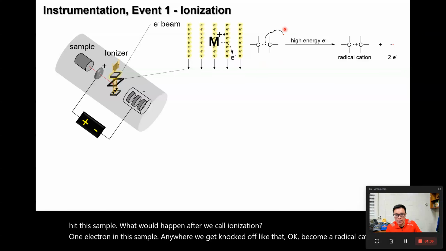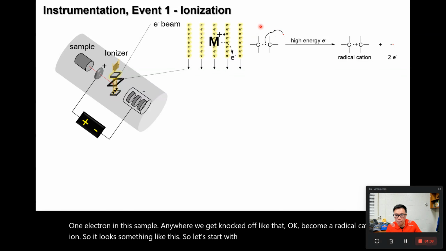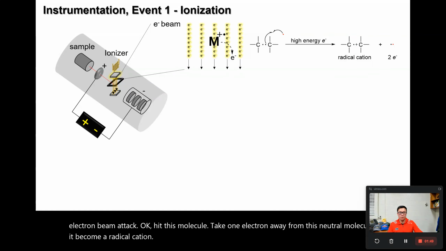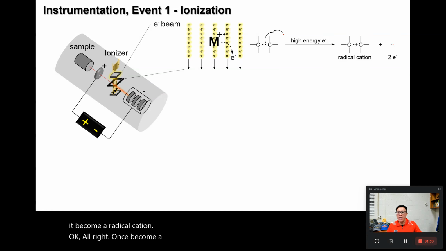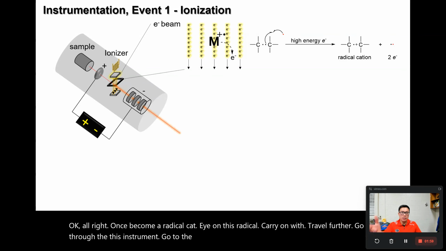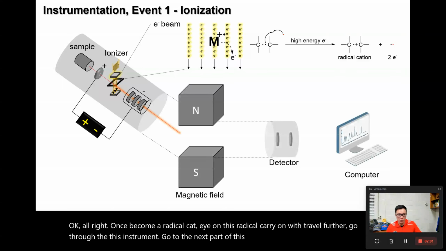So it looks something like this. Let's start with a neutral molecule. The high energy electron beam attacks, hits this molecule, and takes one electron away from this neutral molecule, and it becomes a radical cation. Once it becomes a radical cation, this radical cation will travel further through this instrument, to the next part of this instrument, which we call the magnetic field.